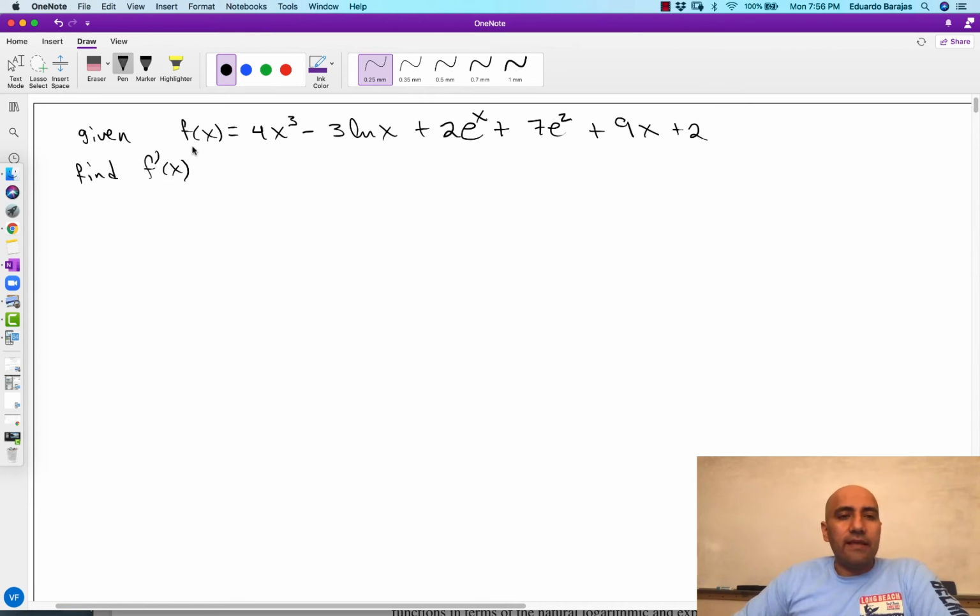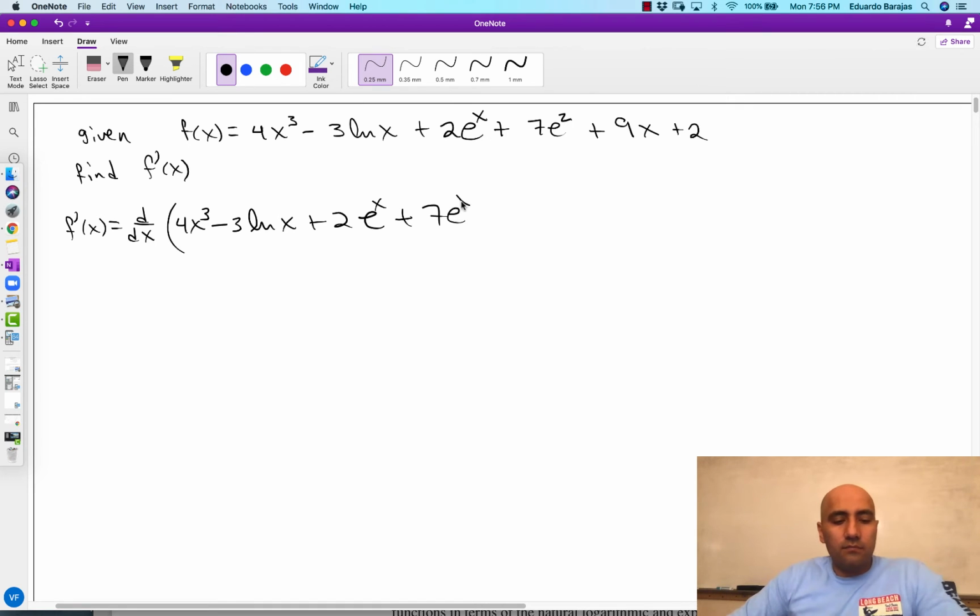Okay, so given that f of x equals 4x to the power of 3 minus 3 ln x plus 2e to the x power plus 7e to the second power plus 9x plus 2, find f prime of x, so find the derivative. All right, so f prime of x is equal to the derivative with respect to x of this whole thing, so let's copy it. 4x cubed minus 3 ln x plus 2e to the x plus 7e squared plus 9x plus 2.